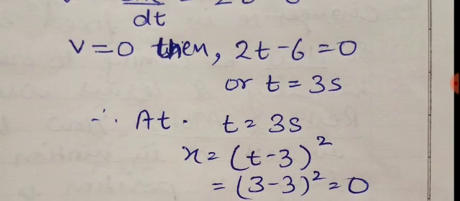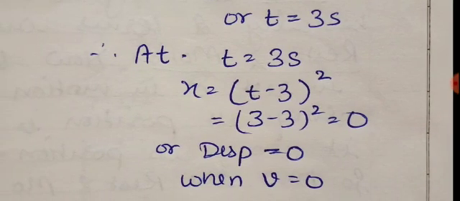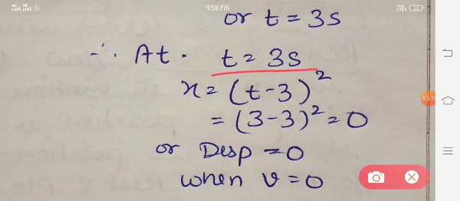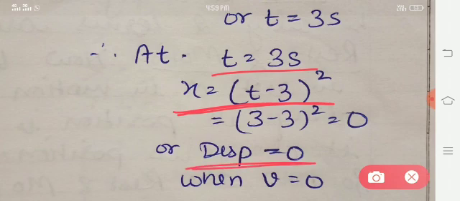So next, once you have found this time, you can directly put this value of time in the equation for displacement, and you can find the displacement comes out to be 0 when the velocity is 0.